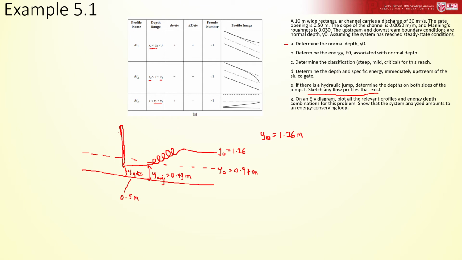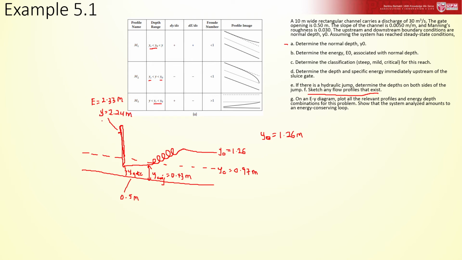We also calculated y immediately before the gate, from question D. From question D we know that this y is equal to 2.44, let me check, if I'm not mistaken. Yes, 2.24. So we call this the alternate depth for the y gate, because energy is conserved at this sluice gate. And here the energy is 2.33 meter.